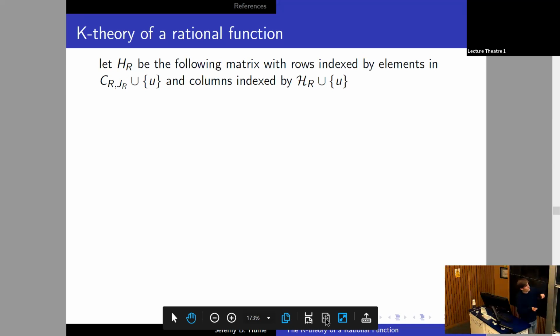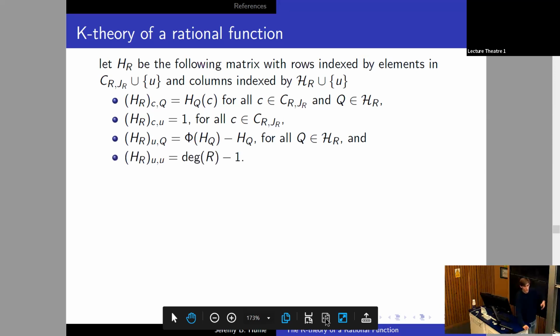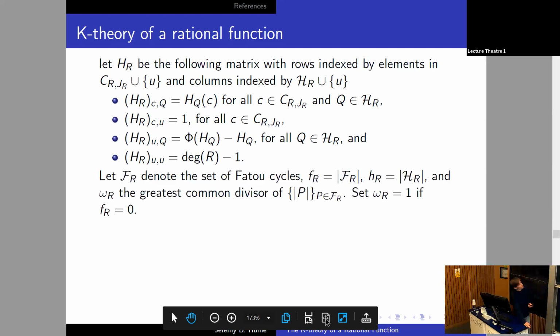So those are going to be the indexings for the rows of this matrix. And then for the columns, we're going to index by Hermann cycles. And we're going to throw in this extra index U. Basically, what the matrix is doing is it's computing the values of these functions at the critical points for entries C and Q. For entries C and U, we're computing just one. UQ is going to be this covering number. UU is going to be the degree of the rational map minus 1.